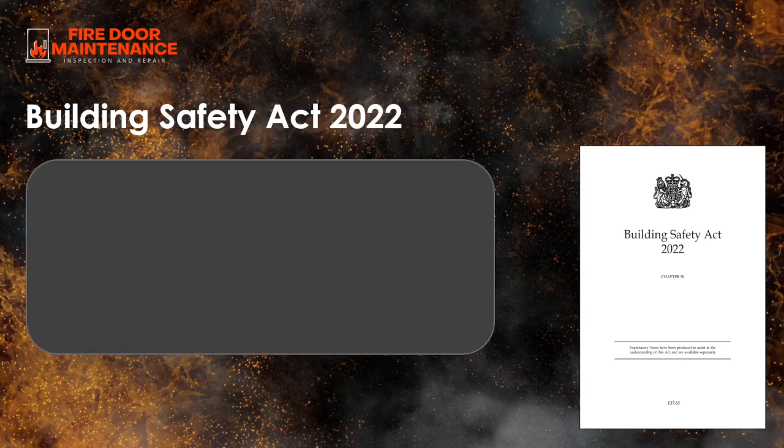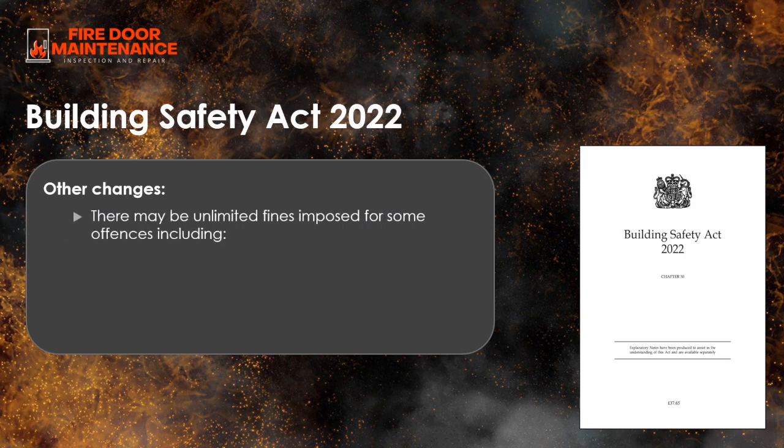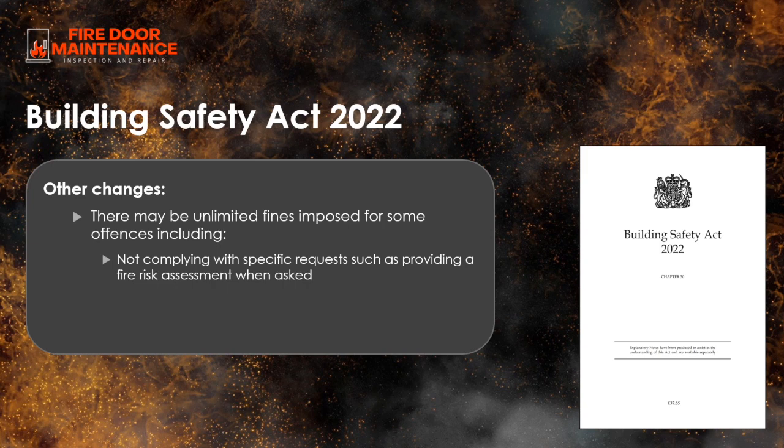Other changes in the Building Safety Act which will have an impact on the responsible person are that some offences have unlimited fines imposed on them, and it could go into the millions of pounds. These are for things like impersonating a building inspector to carry out the inspection of a building, and not carrying out specific requests on improvements that have been highlighted from a building inspector's report.